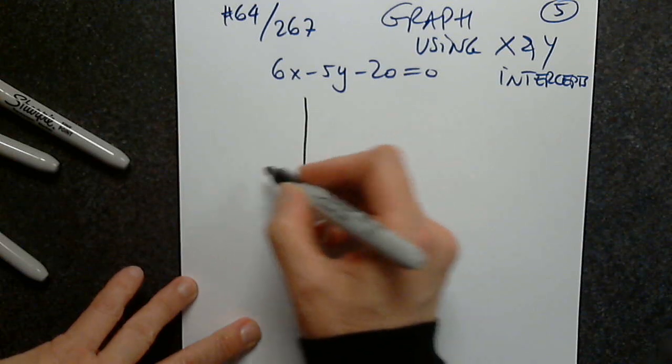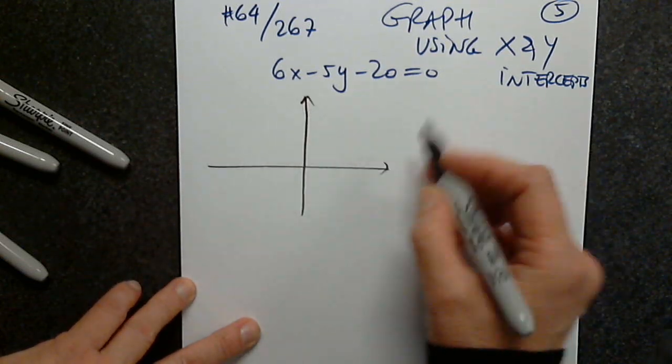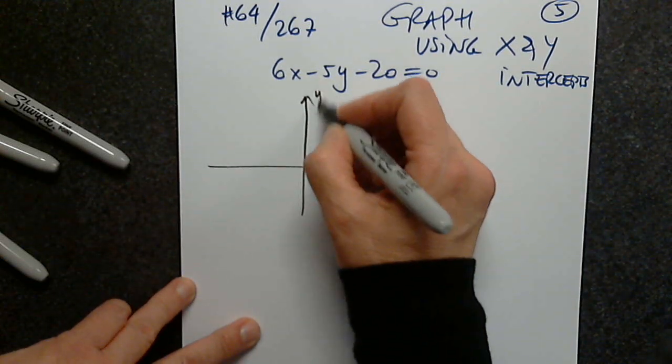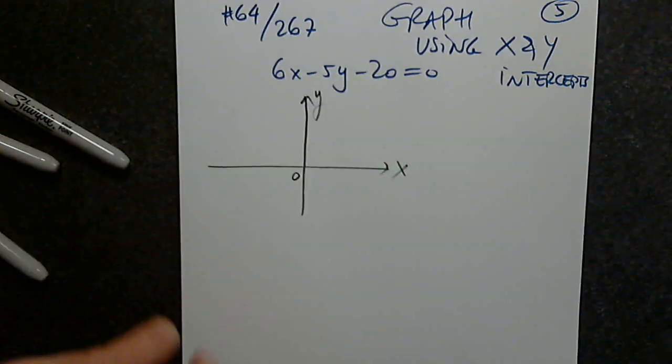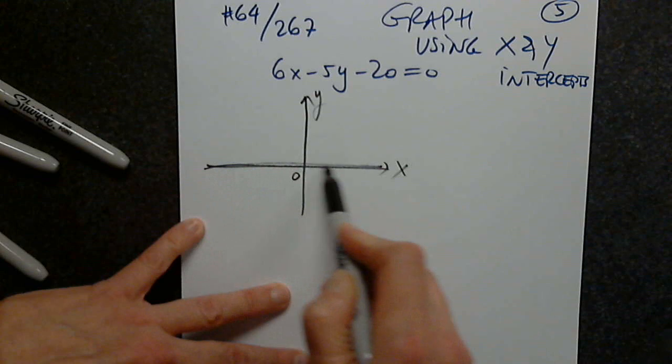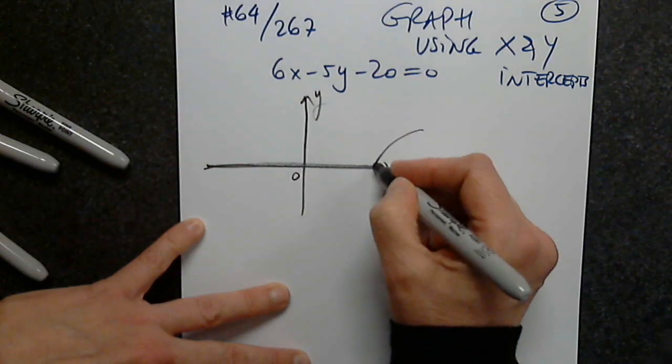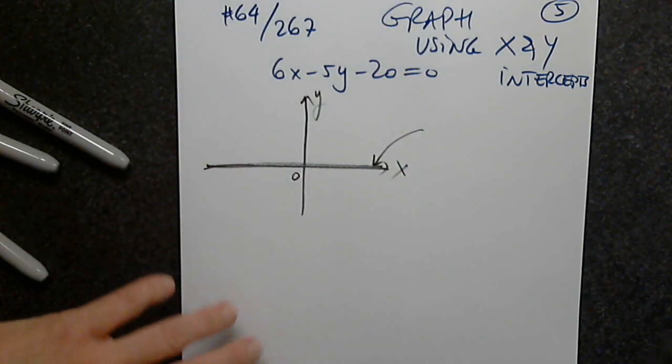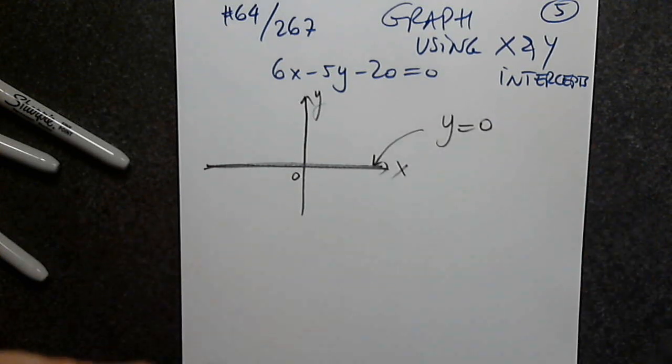So let's look at the Cartesian system for a second. This is the x-axis, and this is the y-axis, and this is the origin. Can anyone give us the equation of this line? Do we all agree with y equals 0?